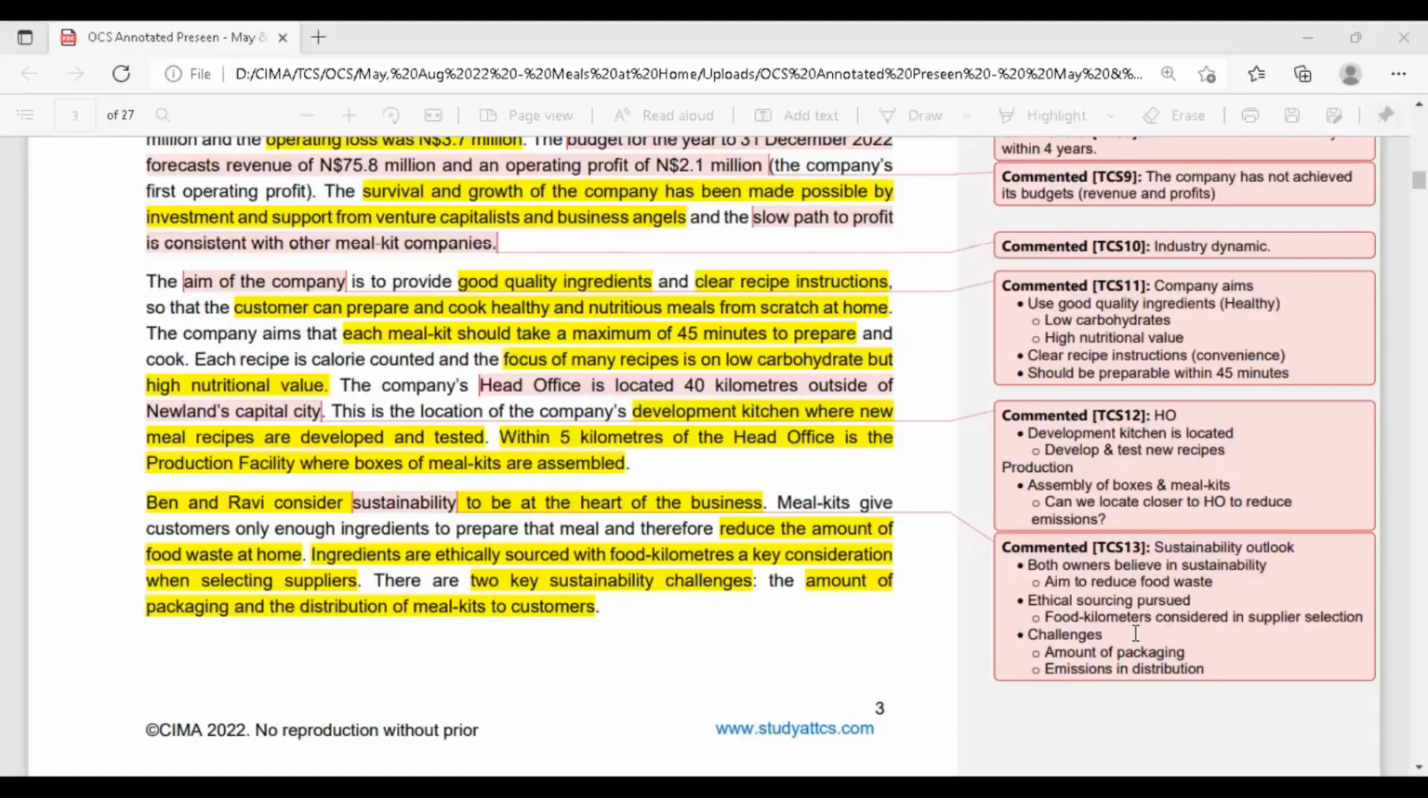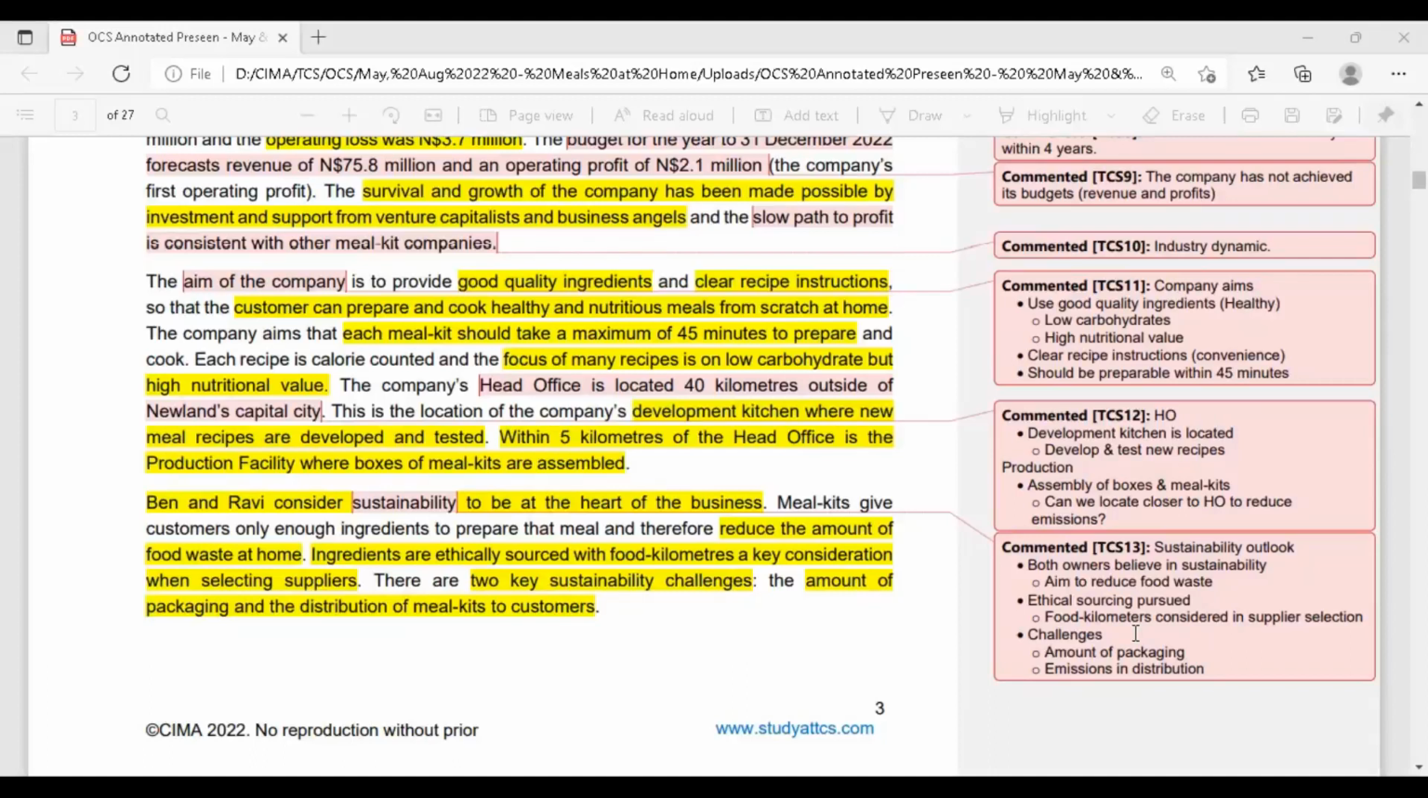So they would source from suppliers who are closely located to them, so that they can significantly drive down the distance in transportation, thereby driving down carbon emissions.